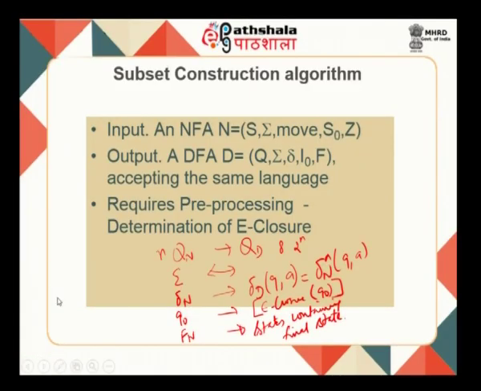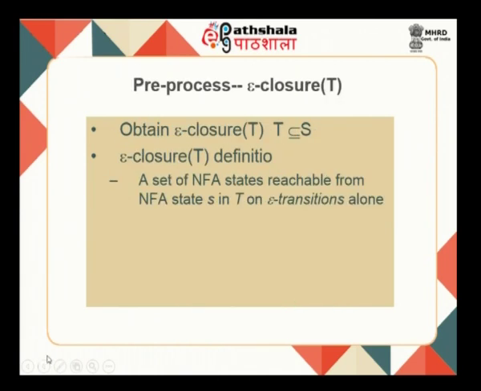So, let us go through this algorithm. This algorithm requires you to do a pre-processing. The pre-processing is called the determination of epsilon closure. Now, what is epsilon closure? Epsilon closure can be thought of as the set of states reachable from the NFA state, including itself, on epsilon transitions only. Epsilon closure is defined as the set of states in your NFA that is reachable from a particular state on epsilon transitions only. It also includes the current state, because epsilon closure is definitely not null.